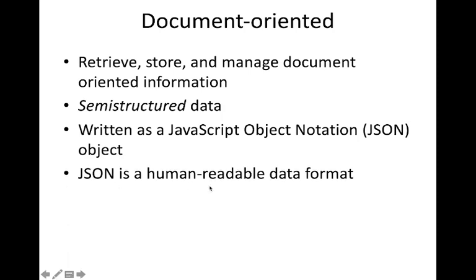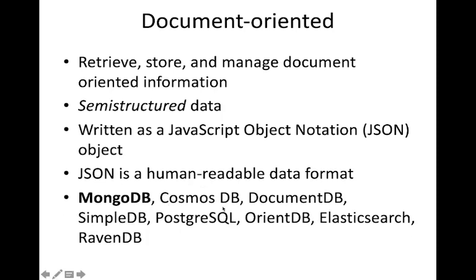JSON is a human-readable data format. So these are some of the examples of document-oriented databases: MongoDB, Cosmos DB, DocumentDB. All these are examples of document-oriented databases. We will see the characteristics of MongoDB in the next lecture.